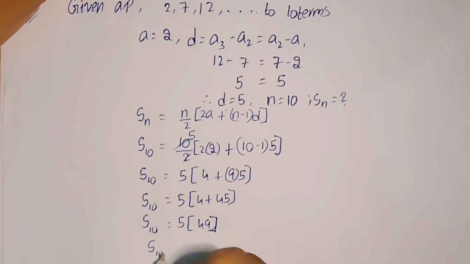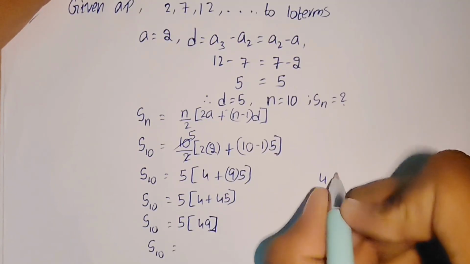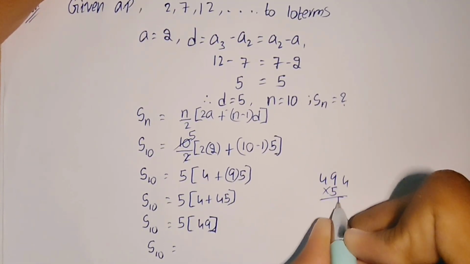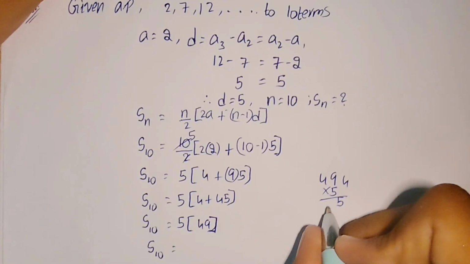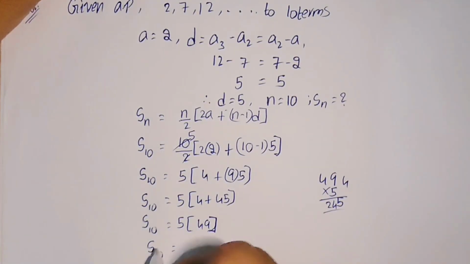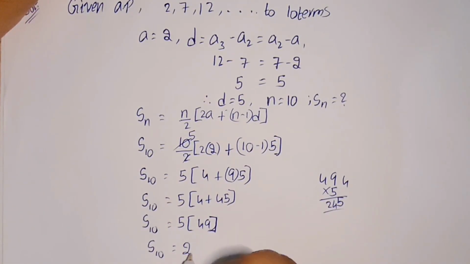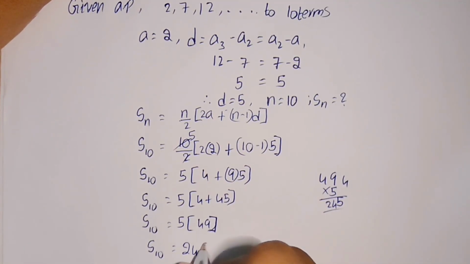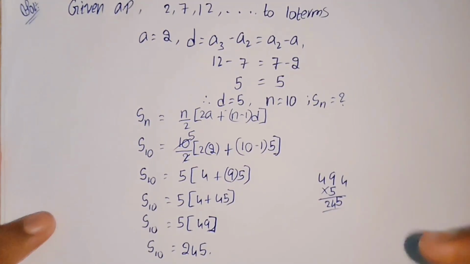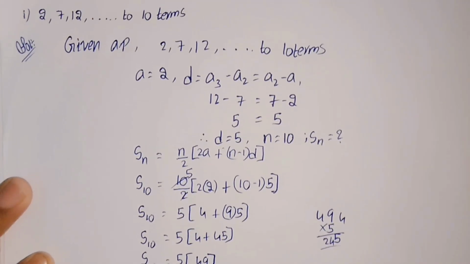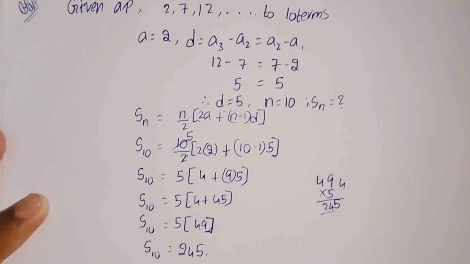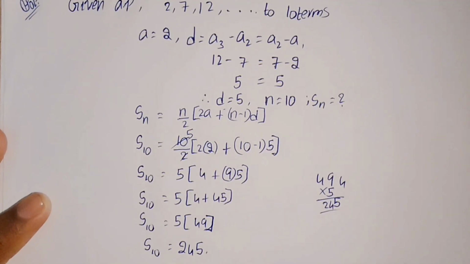So S base 10 is equal to 49 into 5. 5 nines are 45, 5 fours are 20 plus 4, 24. So 245. The sum of 10 terms of the given AP is 245. So we have completed the first question. Now let's go to the second question.